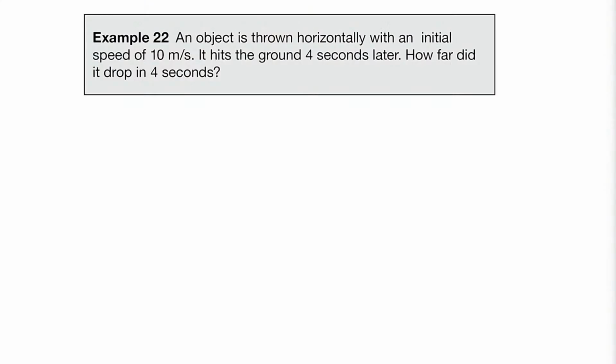But in any case, what we want to do now is get into an example. So taking a look at this question, it says, an object is thrown horizontally with an initial speed of 10 meters per second. It hits the ground 4 seconds later. And the question asks, how far did it drop in 4 seconds?